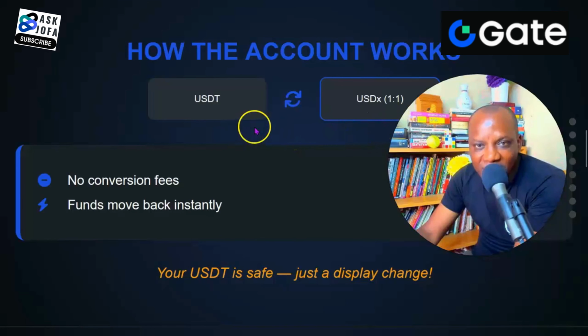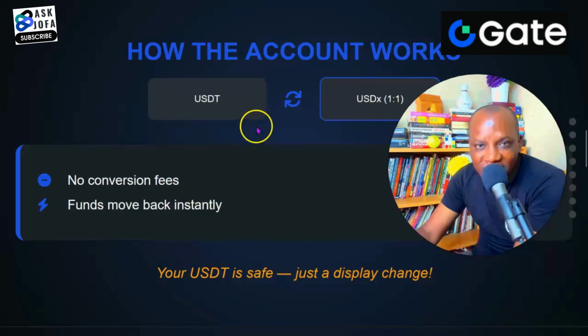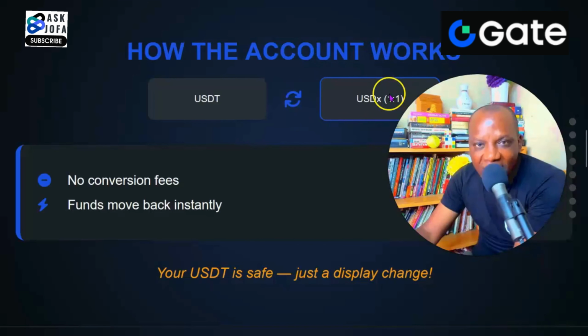They are both your account, and you have access to both your wallet on Gate Exchange and your wallet on the Gate TradFi account.